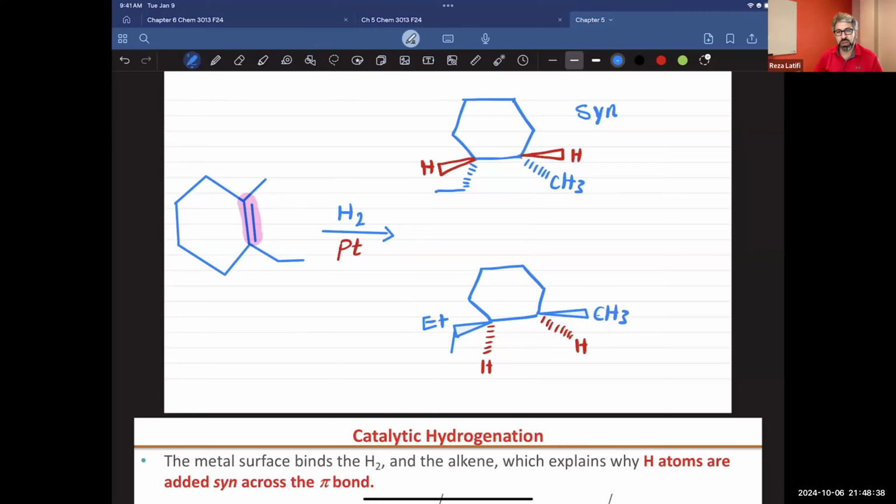Okay, and as you see, we changed the position of 2 of the substituents, and the CH3 and the ethyl used to be down, and now they are up. So these two are going to be enantiomers of each other. And if you want to prove it, this is going to be the configuration.